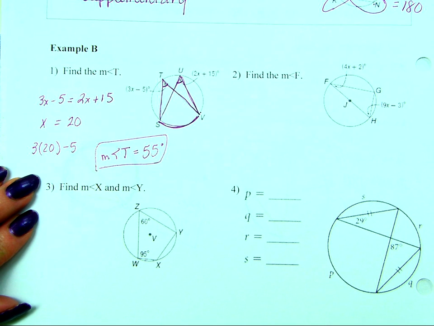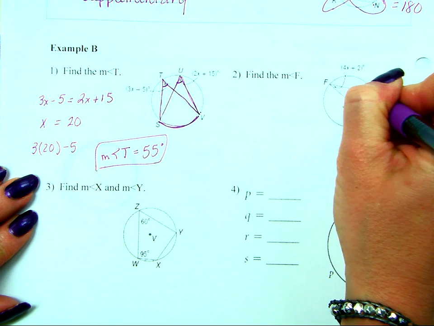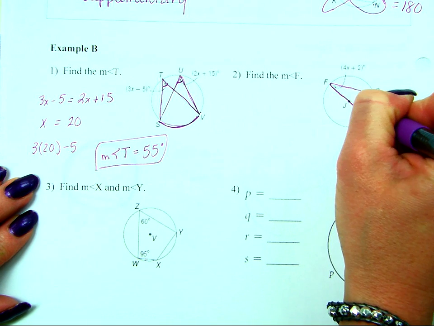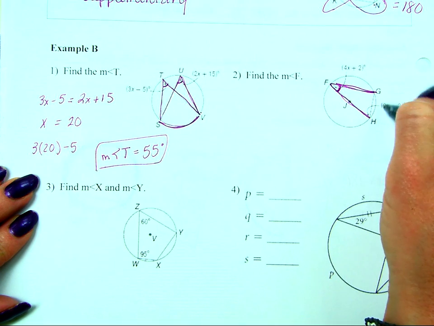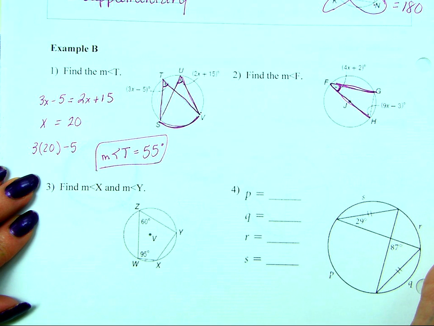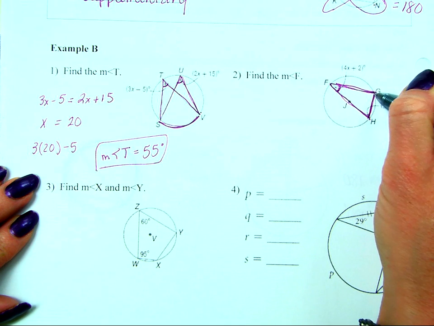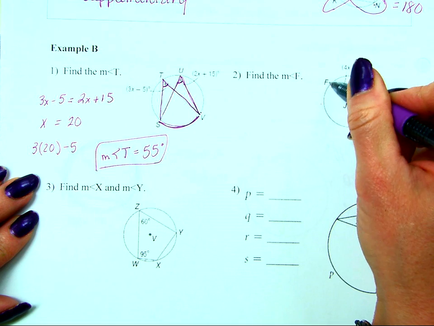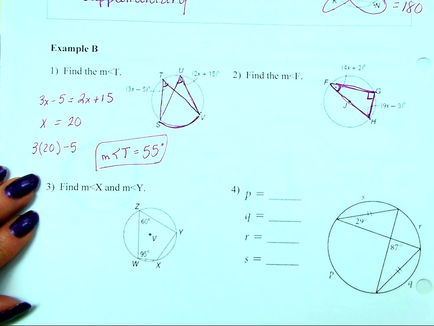Number 2 asks me to think about the measure of angle F. This one's a little bit trickier. My measure for angle F. Again, I don't have an intercepted arc measure over here, so I can't determine it from that point. What I do see, though, is FH is a diameter, and my angle G actually intercepts with endpoints at F and H, which means angle G is going to have to be 90 degrees.